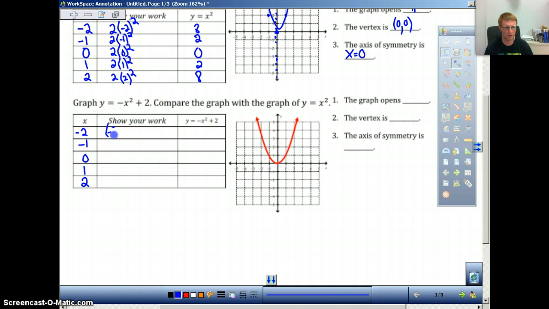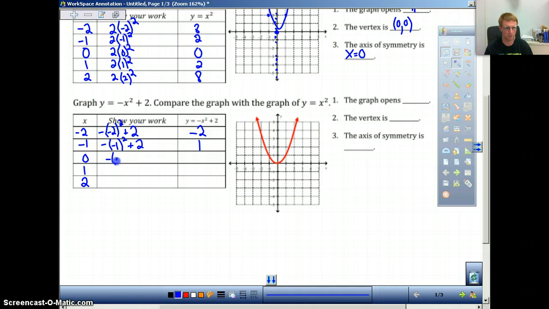So we get -2 squared plus 2. The negative's got to be on the outside too. Don't forget about that. -2 squared is 4. So we have a -4 plus 2. -4 plus 2 is equal to -2. Then we have -1. So negative (-1) squared plus 2. And again, we have 2 negatives because that negative is already there, and then we're plugging the -1 in for x. So that's negative 1 plus 2, which is positive 1.